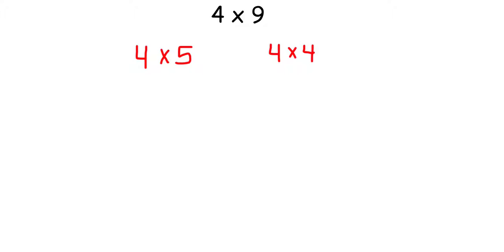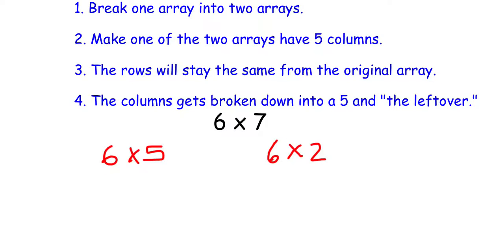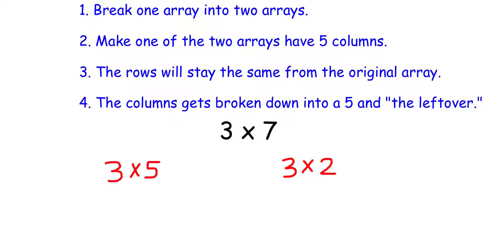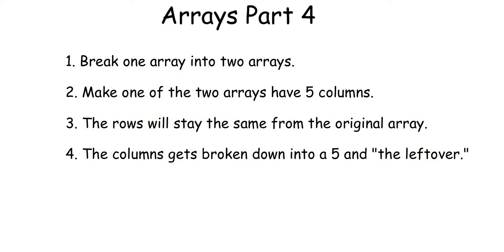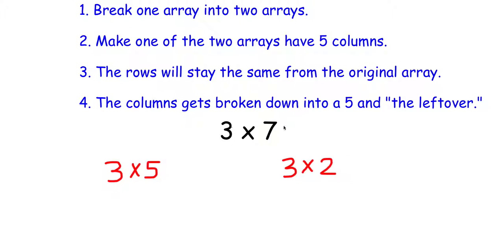Now, we're not done. This was the important part of our learning, and we know now that you can break arrays down into 2 arrays. So this original array of 3 by 7 is now 3 by 5 and 3 by 2. But now we need to finish the deal. We need to actually figure out what 3 times 7 is. If you recall, in one of the first videos that I created, we found out way back then that 3 times 7 equals 21.